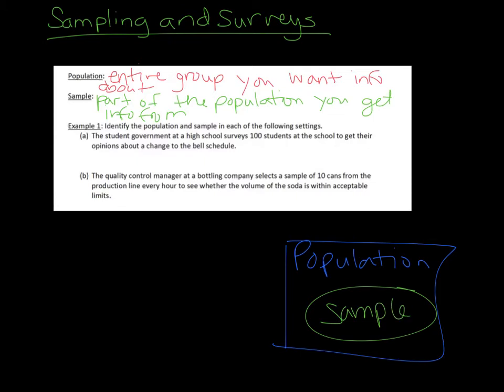Okay, so let's do the first example. In these, I'm going to identify the population and the sample. And usually they're going to give you a sample size. So in this case, they tell you the student government at a high school surveys 100 students at the school to get their opinion about a change to the bell schedule. In this case, the sample is the 100 students. They don't explicitly state what the entire population is. However, in this case, the population we are going to assume is all students at the high school.